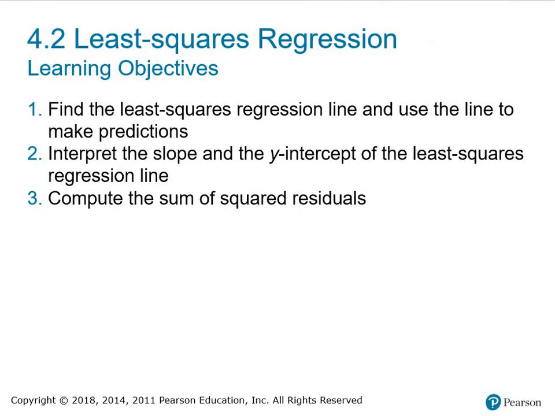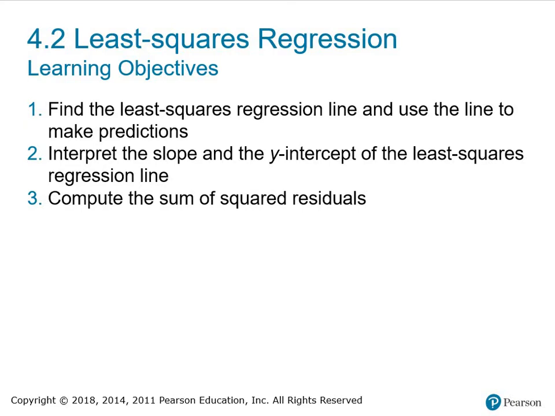The least square regression line. So now that we could see the relationship, the strength of the relationship between two variables, can we create a line that is going to estimate the relation and give us a chance to predict future values? This is what we call the least square regression line. We're going to find the least square regression line and use it to make some predictions. Interpret the slope and the y-intercept of the least square regression line.